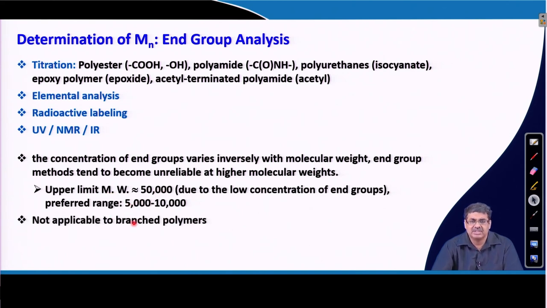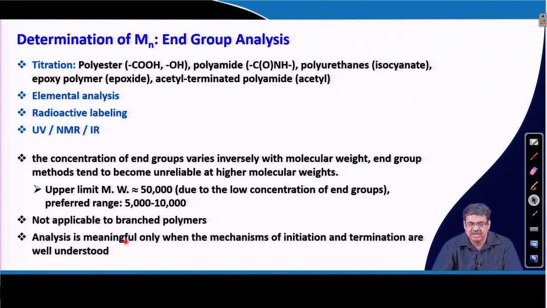And as I said, in the case of a branched polymer, we do not know how many ends there are per polymer molecule, which is sometimes very difficult to know. So, it is not very applicable for branched molecules. But if you can know how many end groups are present and what types of end group, then that helps us find out the mechanism of initiation and termination reactions for chain polymerization.